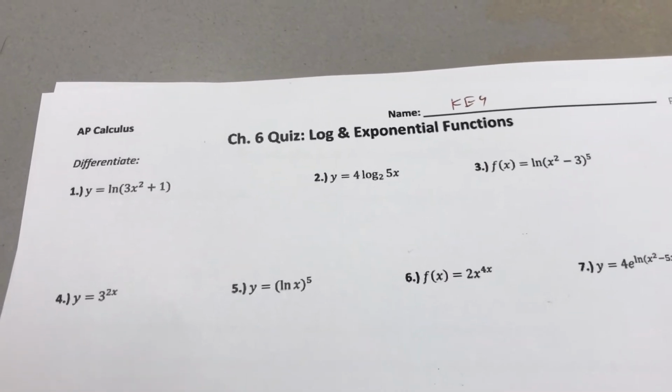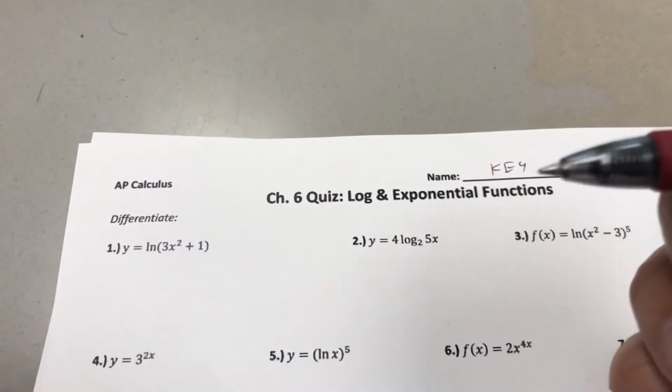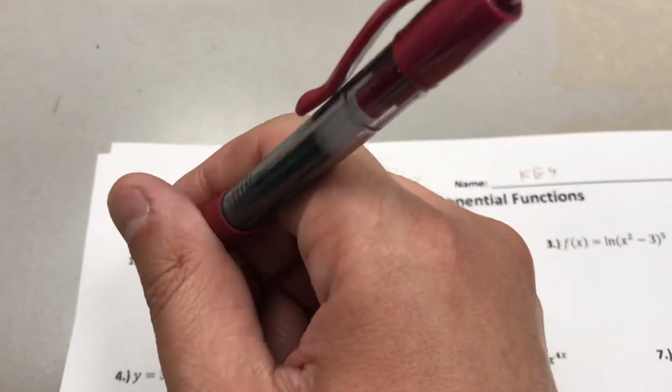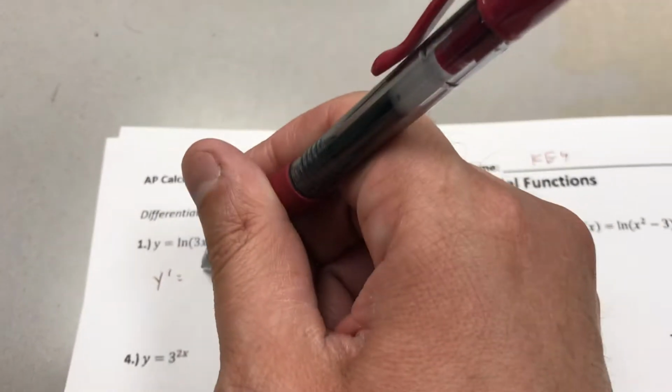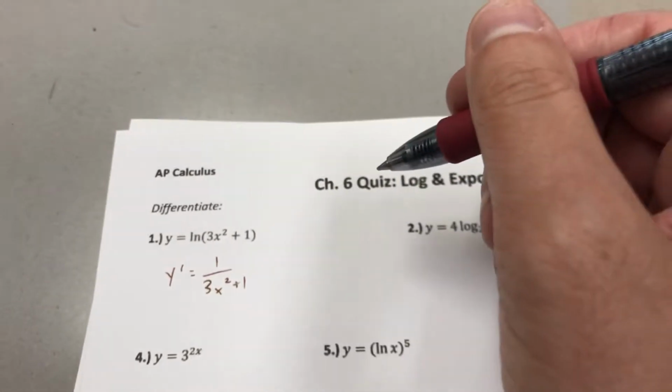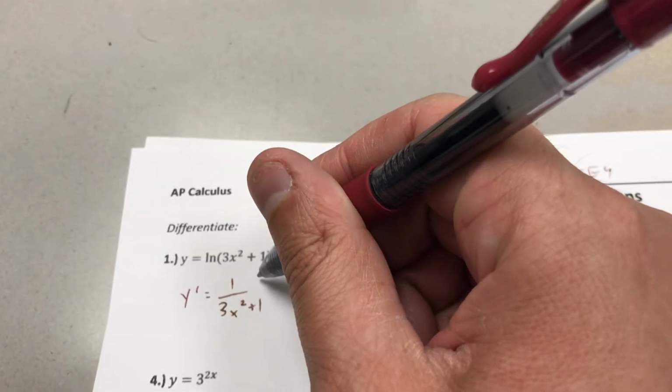I'm going to run through the solutions to this quiz. We're taking the derivative of the natural log of 3x squared plus 1. The derivative will be equal to the reciprocal, 1 over 3x squared plus 1. Remember, you have to multiply by the derivative of the inside function.